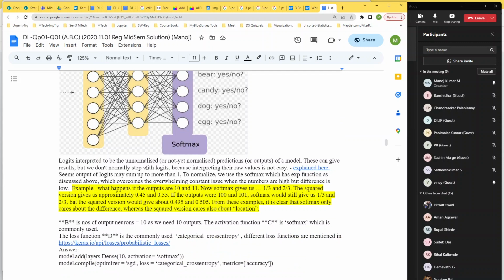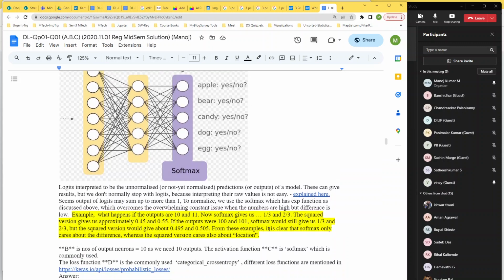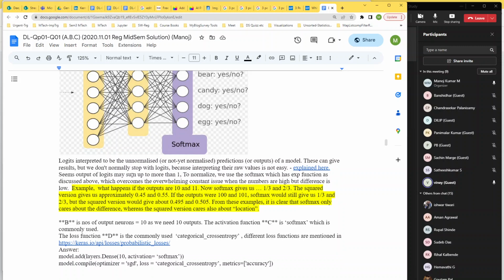Logits are interpreted as the unorganized, not yet normalized predictions of the outputs of the model. This can give a result, but we don't normally expect it with logits. So this logits thing is explained here; we are not going deep into logits here. In the output we are using logits. Since the output of logits may sum up to more than one, to normalize we use softmax, which has the exponential function as discussed above, which overcomes the overwhelming constant issue.